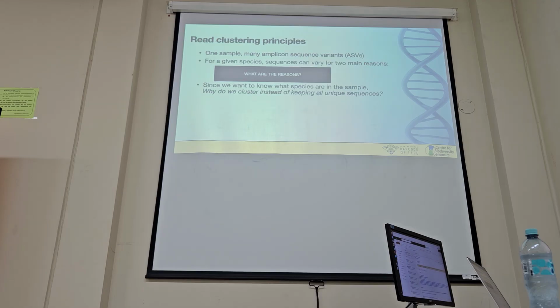Okay, so when you're clustering reads at step 1, you get many what we call amplicon sequence variants, or ASVs. If you have one species, you can have variation in the sequence for a region, right? Say you have 100 individuals of the same butterfly species in a bottle, you don't expect all those sequences to be the same. So why? There are 2 main reasons. Why might you get variation?